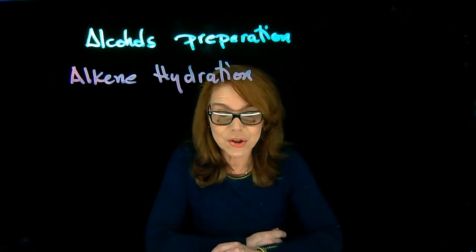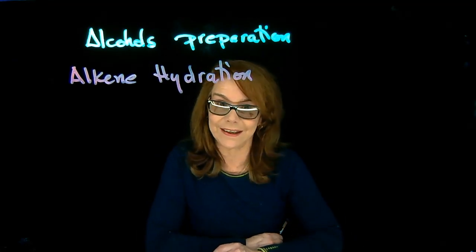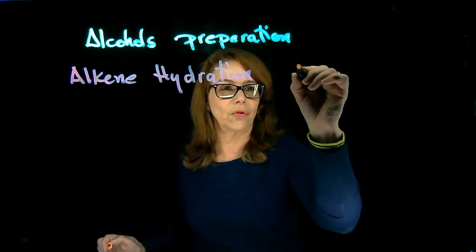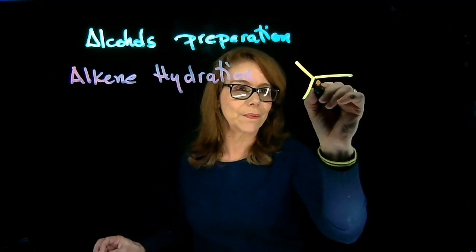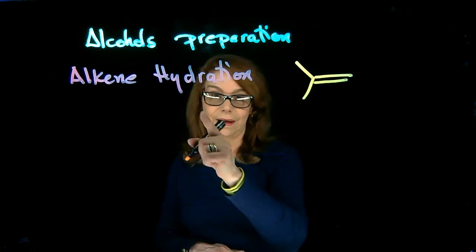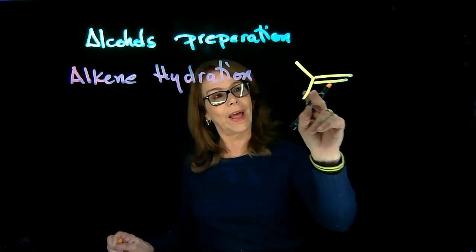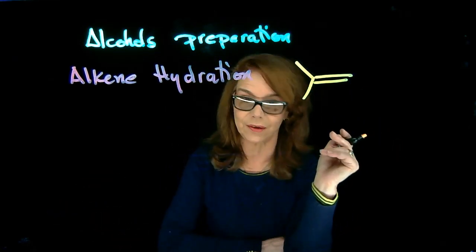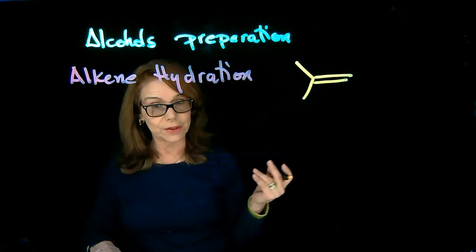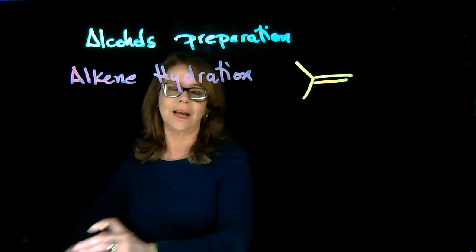One of the methods to make alcohols is alkene hydration. So let's just draw an alkene here. And hydration means, as the name says, adding water. So you will add H and OH across the double bond. And we will have different conditions and different outcomes on that.